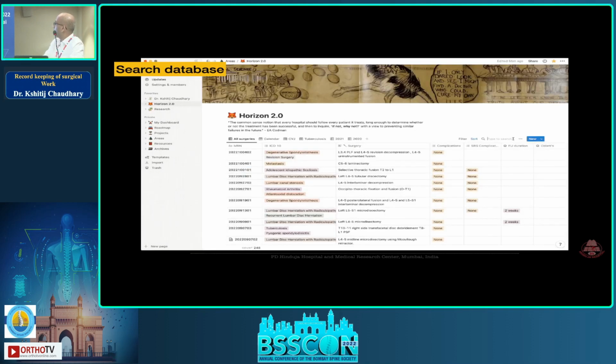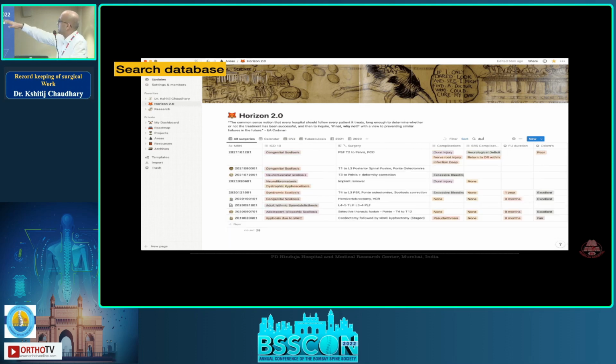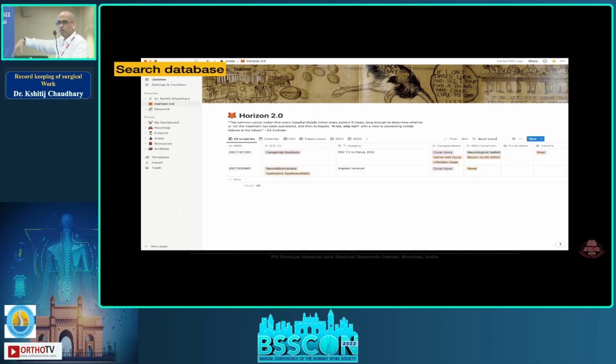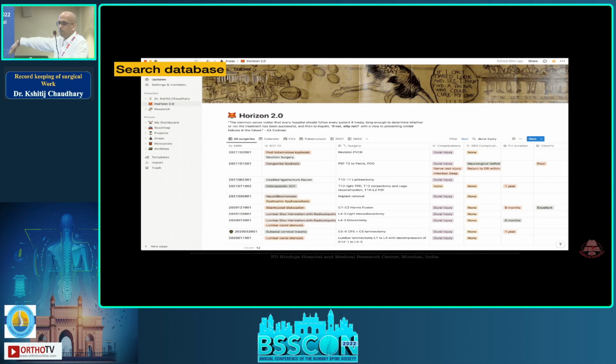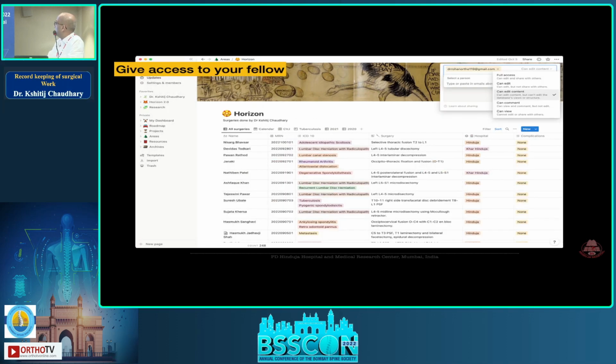If you have a complication, you can search the database very easily. Here I'm typing scoliosis and I'm getting all the records that have the word scoliosis in it. It's instant. I can export this Excel sheet, give it to my resident and tell him, look at all these patients. Or this is dural injuries: I'm typing and I'm getting all the dural injuries that I have had.